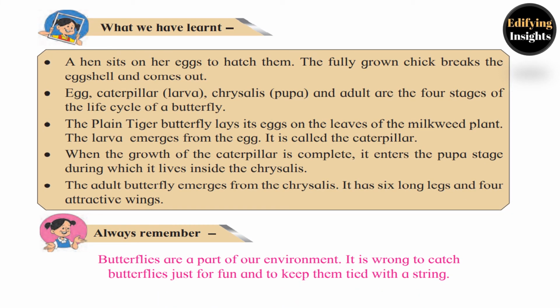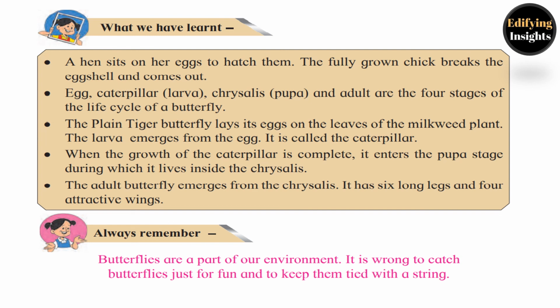Let us revise what we have learnt in this lesson. A hen sits on her eggs to hatch them. The fully grown chick breaks the eggshells and comes out. Egg, larva, pupa and adult are the 4 stages of the life cycle of a butterfly. The plain tiger butterfly lays its egg on the leaves of the milkweed plant.